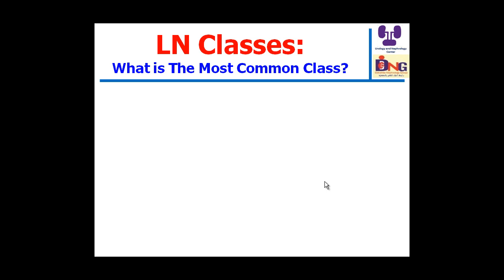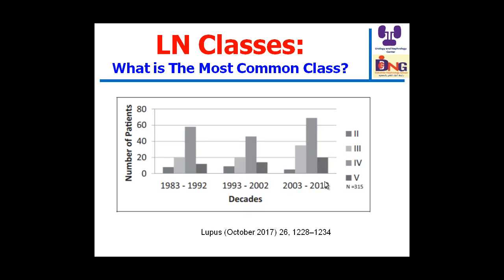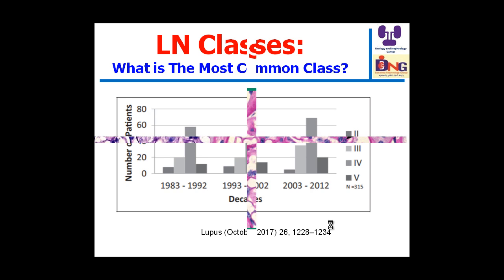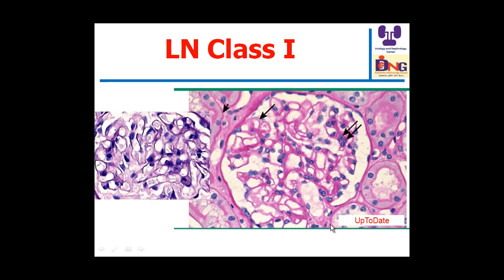What is the most common class? All through the years, class 4 is the most common, which is diffuse proliferative, and the most active class of lupus nephritis is class 4, as you see in this slide. So proliferative lupus is common, principally class 4, followed by class 3, as you see in the current era of lupus nephritis. Regarding the different classes, class 1 is principally normal appearing renal histology.